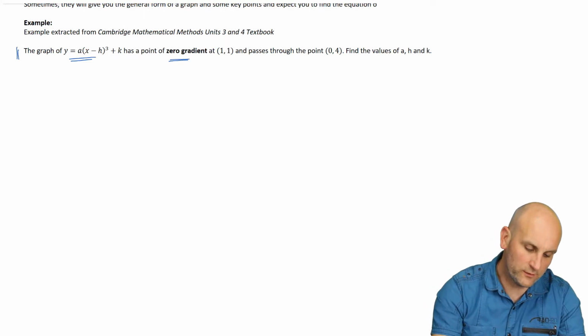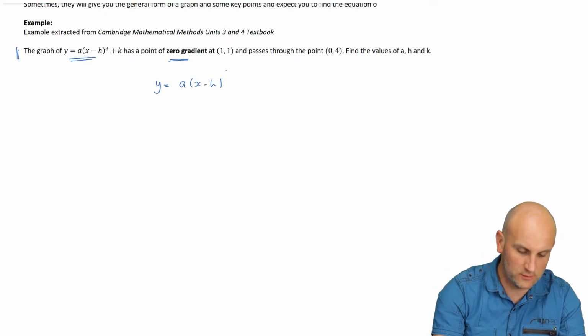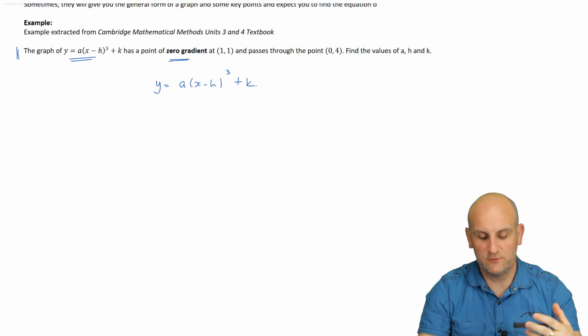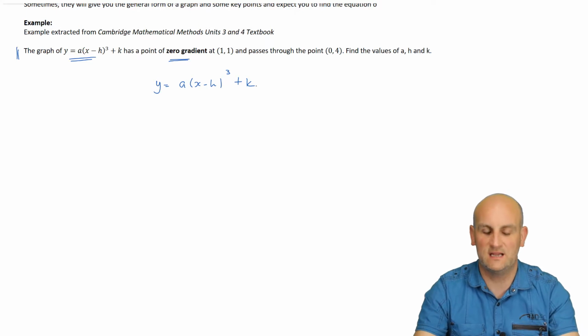So we now know we've got a graph that is y is equal to a(x - h)^3 + k. Now, to be able to use this, you've got to realize where these particular values come from.